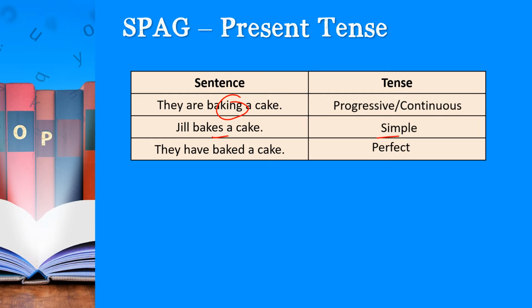Okay. And if we look at the second one, they have baked a cake. That have modifies it all. That tells me that the action is finished, but we're thinking about the finished product of the cake. So the have means that it is present perfect tense. That have can also be swapped out for has.